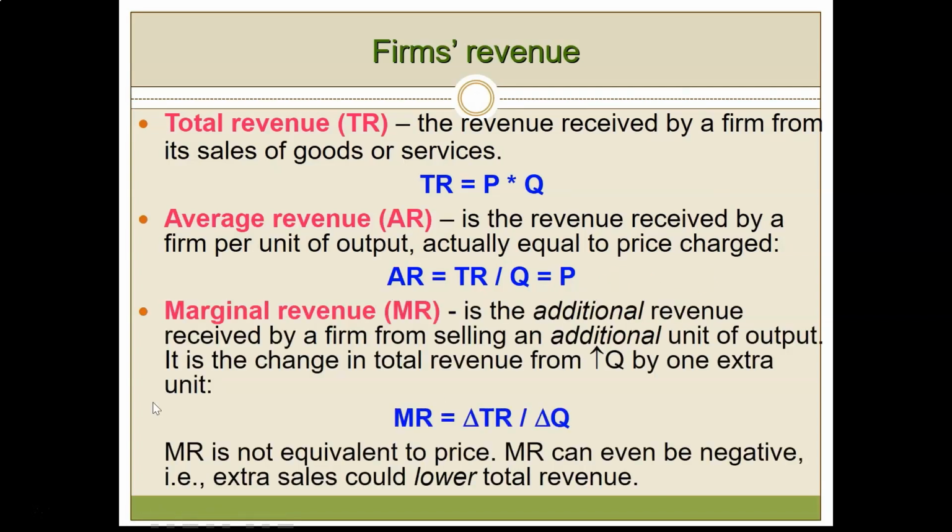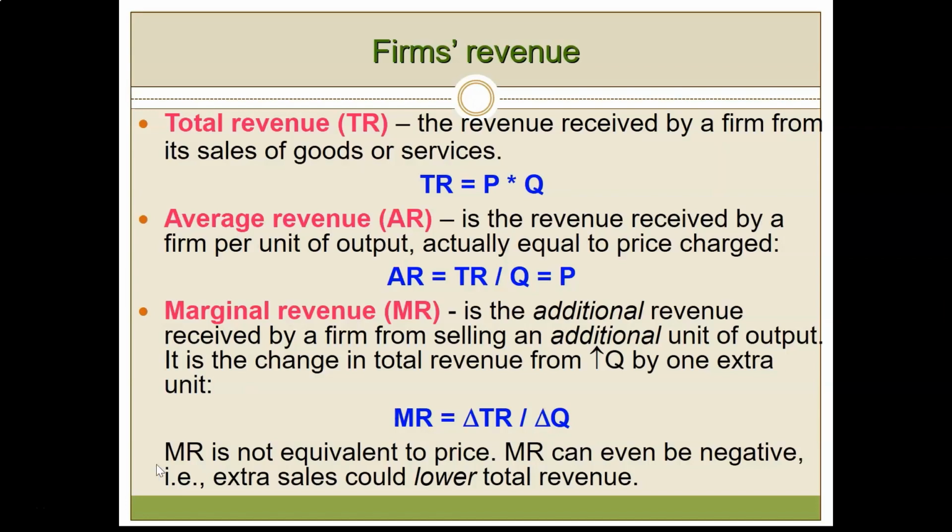Next, marginal revenue. Marginal revenue is the additional revenue which you get from selling an additional unit of output. It shows you how your total revenue will increase when you increase output by 1 extra unit. So how much more revenue will you be able to generate if you sell 1 extra unit of output? So the formula is written down here. What is important is that marginal revenue is not equal to price. Not at all. In fact, it can even be negative, as we will see later, which means that extra sales can actually reduce total revenue.